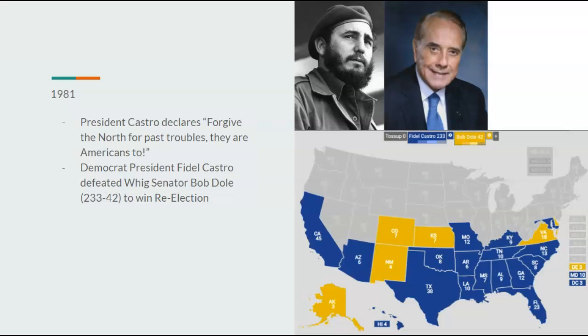1981, President Castro declares, forgive the people, forgive the North for past troubles. They are Americans too. And so the 1981 Confederate election hangs up Fidel Castro at the peak of his popularity. Democrat President Fidel Castro defeats Whig Senator Bob Dole 233 to 42 to win re-election. And yes, the Mexico states are still a part of this, as well as Cuba. I haven't forgotten, don't worry.